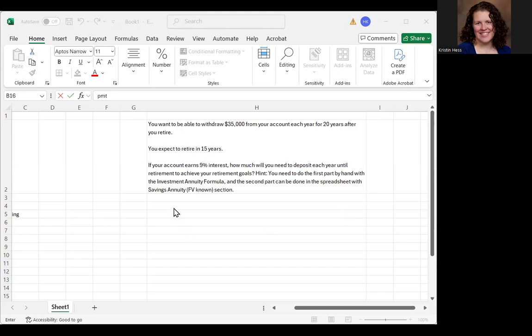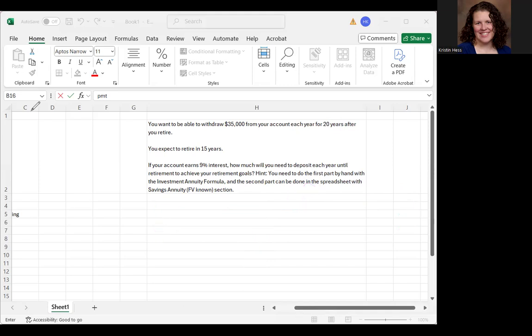So this is a two-part problem. Right now I'm going to draw a timeline if that helps. This is now, we're going to call this time 0. This is in 15 years when we want to retire. And then for 20 more years, so plus 20, an additional 20 years, so that's 35 years down the road. So that's kind of what's going on here.